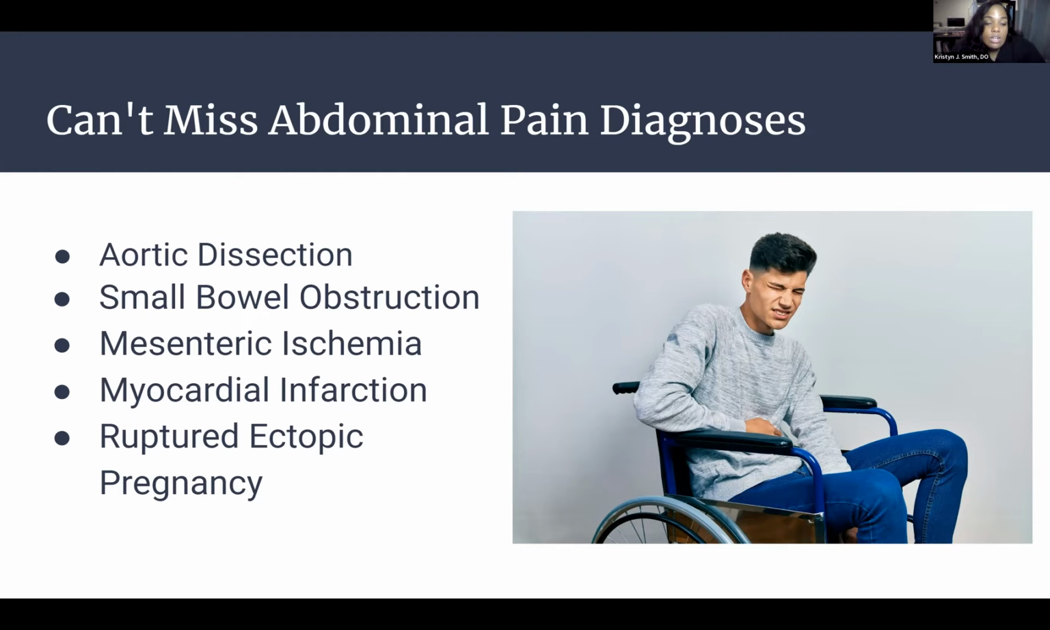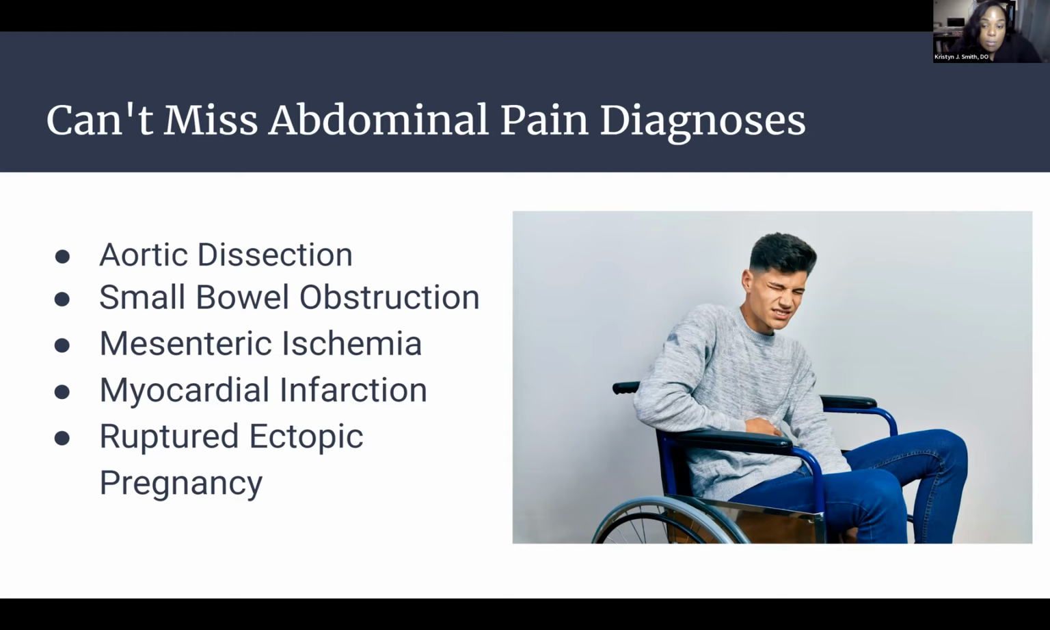For a patient who presents with abdominal pain and you're concerned for small bowel obstruction, you want to consider getting an upright x-ray, right? We saw that x-ray where the patient had dilated loops of bowel, they had air fluid levels, so you would be concerned for small bowel obstruction.